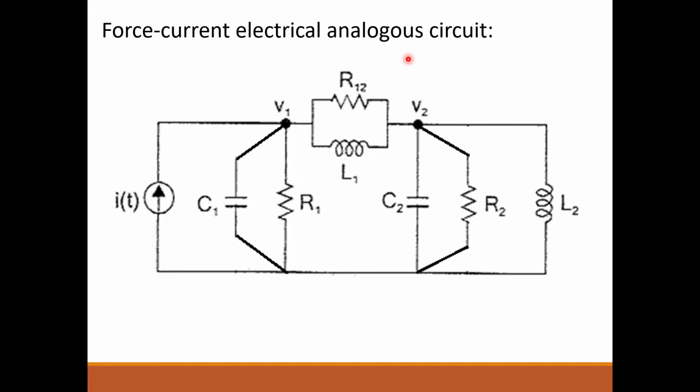So all these elements are connected. This is the force current analogous circuit. Usually you will get all the terms connected in parallel for the force current analogous circuit. Here node 1 represents mass 1, and node 2 represents mass 2. If you want, I can write: this is our node 1, this is our node 2.